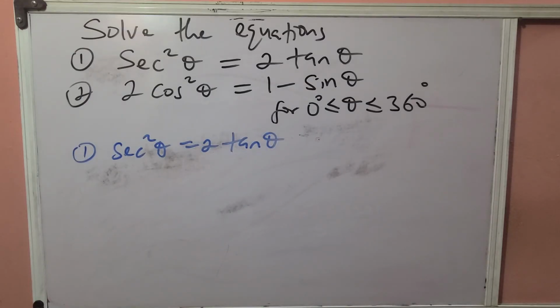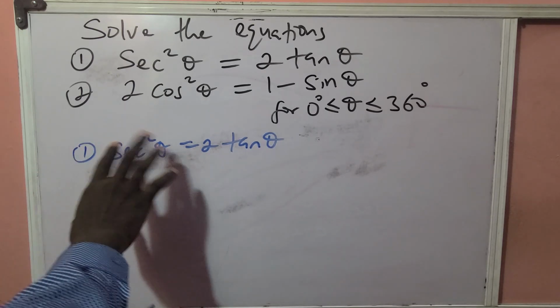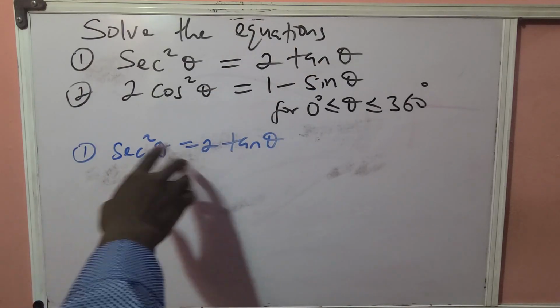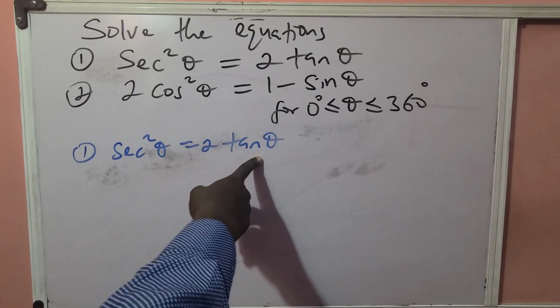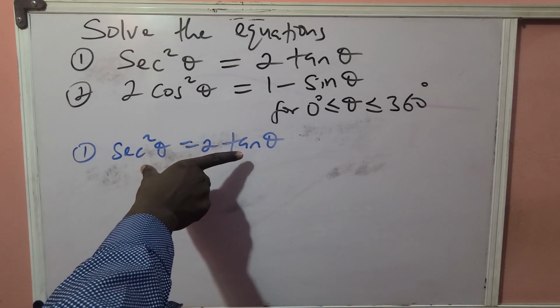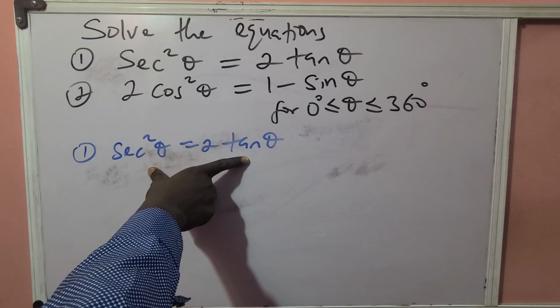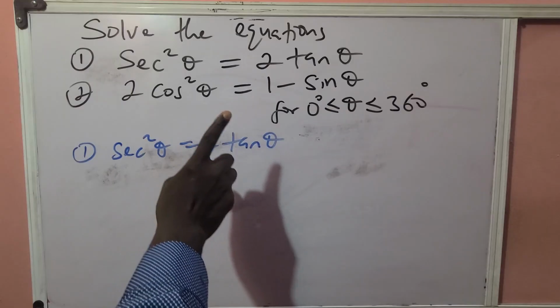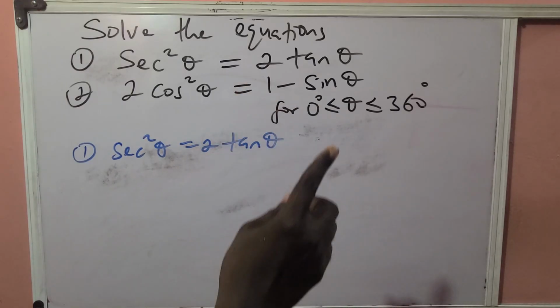So what do you do when you have questions like this? The very first thing, as I told you in a previous video, is you must make sure that every one of these trig functions is just one trig function represented here. Now we have tan theta as a trig function, we have sec theta as a trig function. It's literally impossible to solve this way. You have to find a way to express this whole equation with just one trigonometric function.